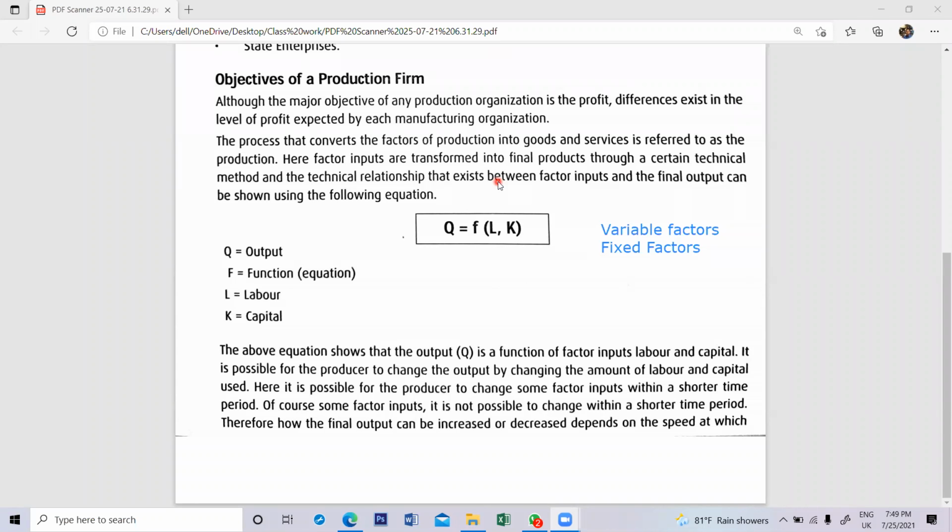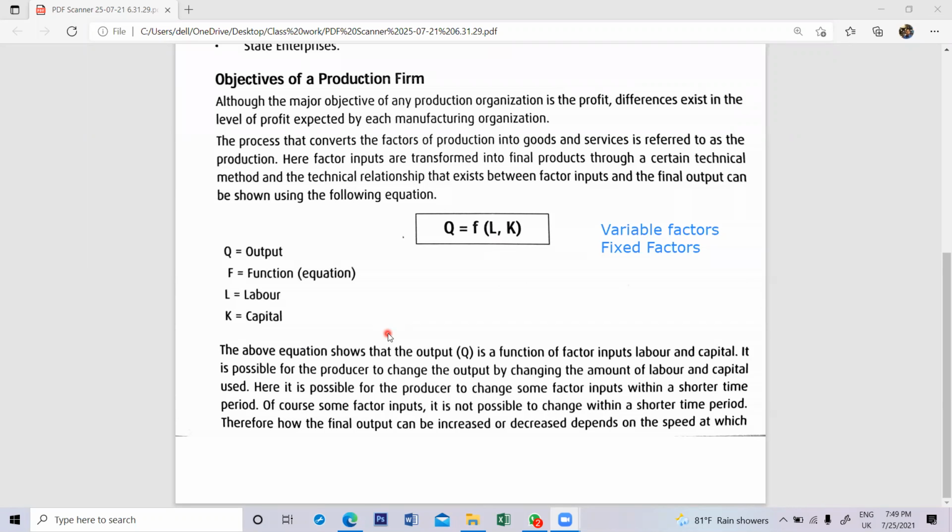using the following equation. So the equation is simply the relationship between quantity of output and the number of inputs. Simply, quantity of output is a function of input. That is the meaning. The above equation shows the output Q is a function of factor inputs, labor and capital. It is possible for the producer to change the output by changing the amount of labor and capital used.